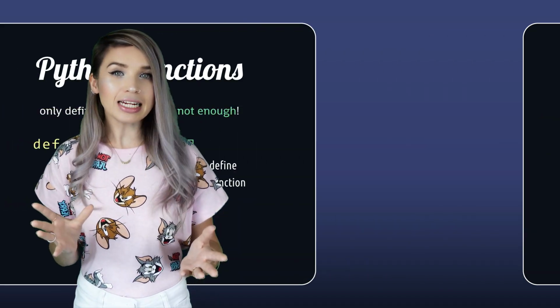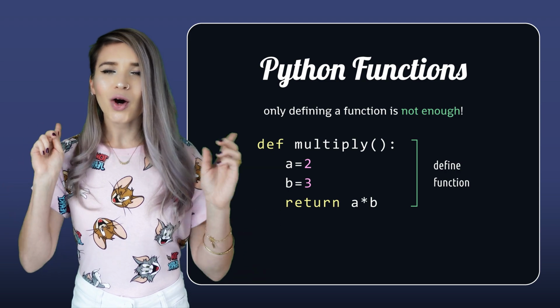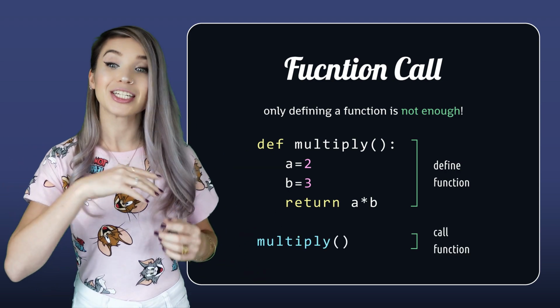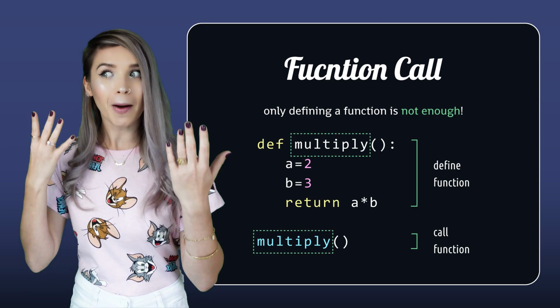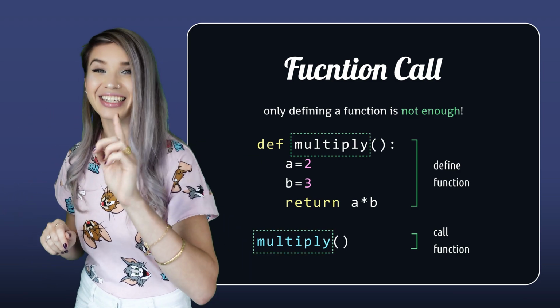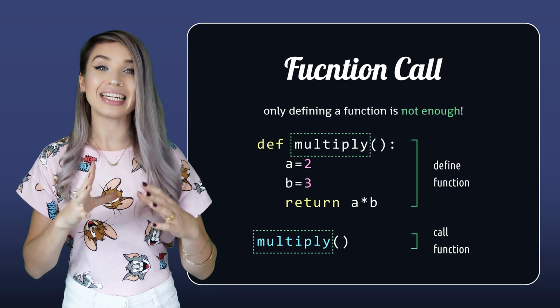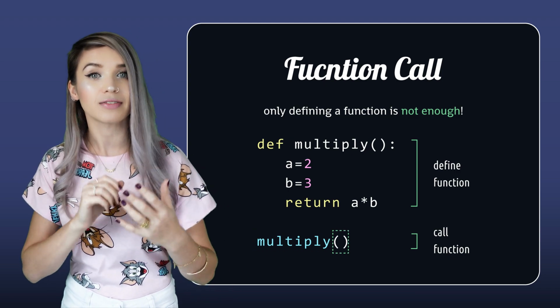But simply defining a function is not enough. We also need to call it. And just like with humans, we call a function by its name, multiply. But unlike humans, we also add a set of round brackets to the end of this call.